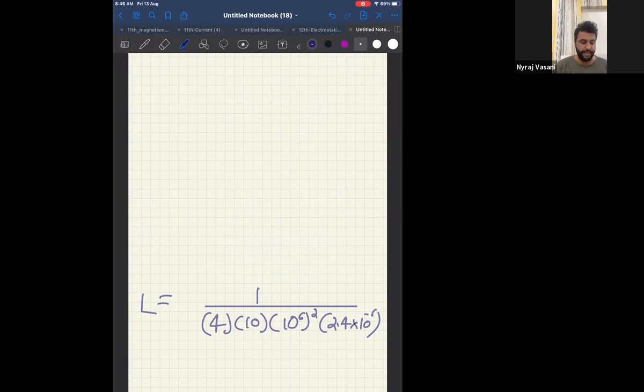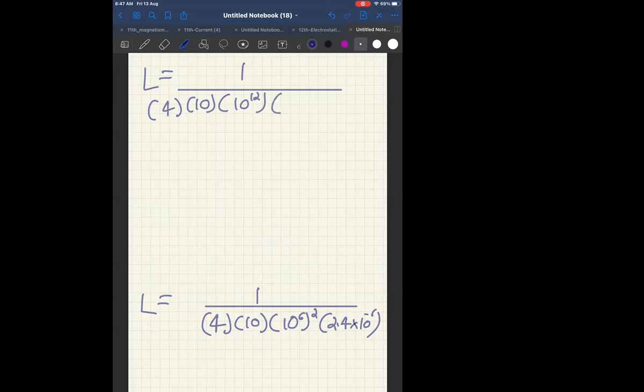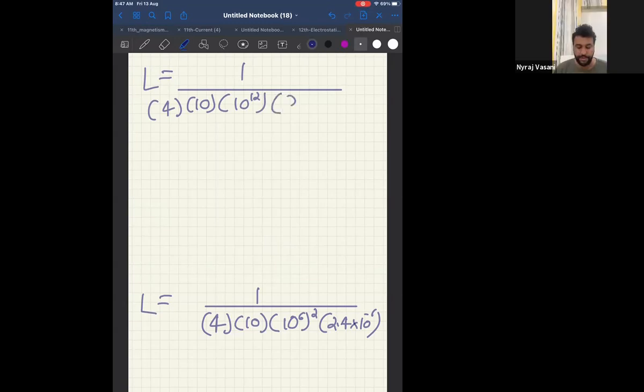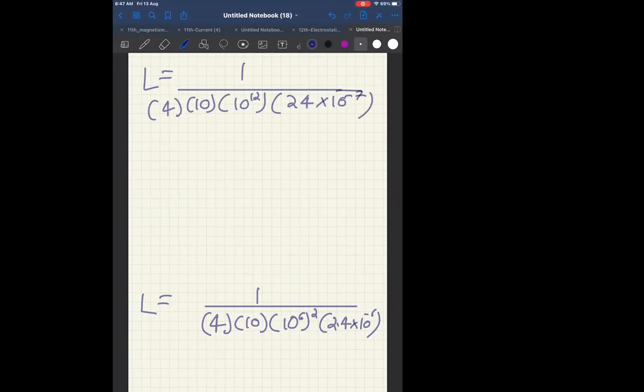Therefore, I can say L equal to 1 divided by 4 into 10. What is 10 power 6 the whole square? Can I say it is 10 power 12 into 2.4 into 10 power minus 6, can I write it as 24 into 10 power minus 7? Can I write it like that?